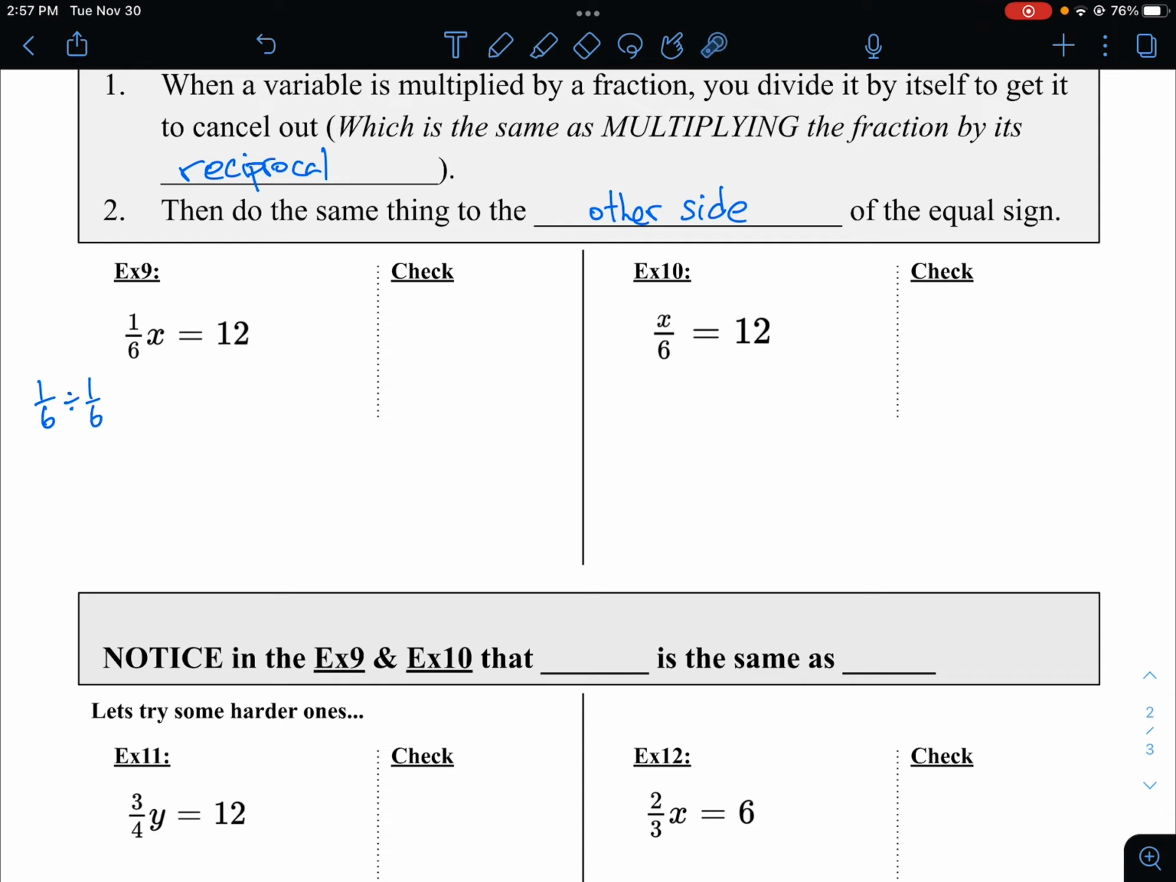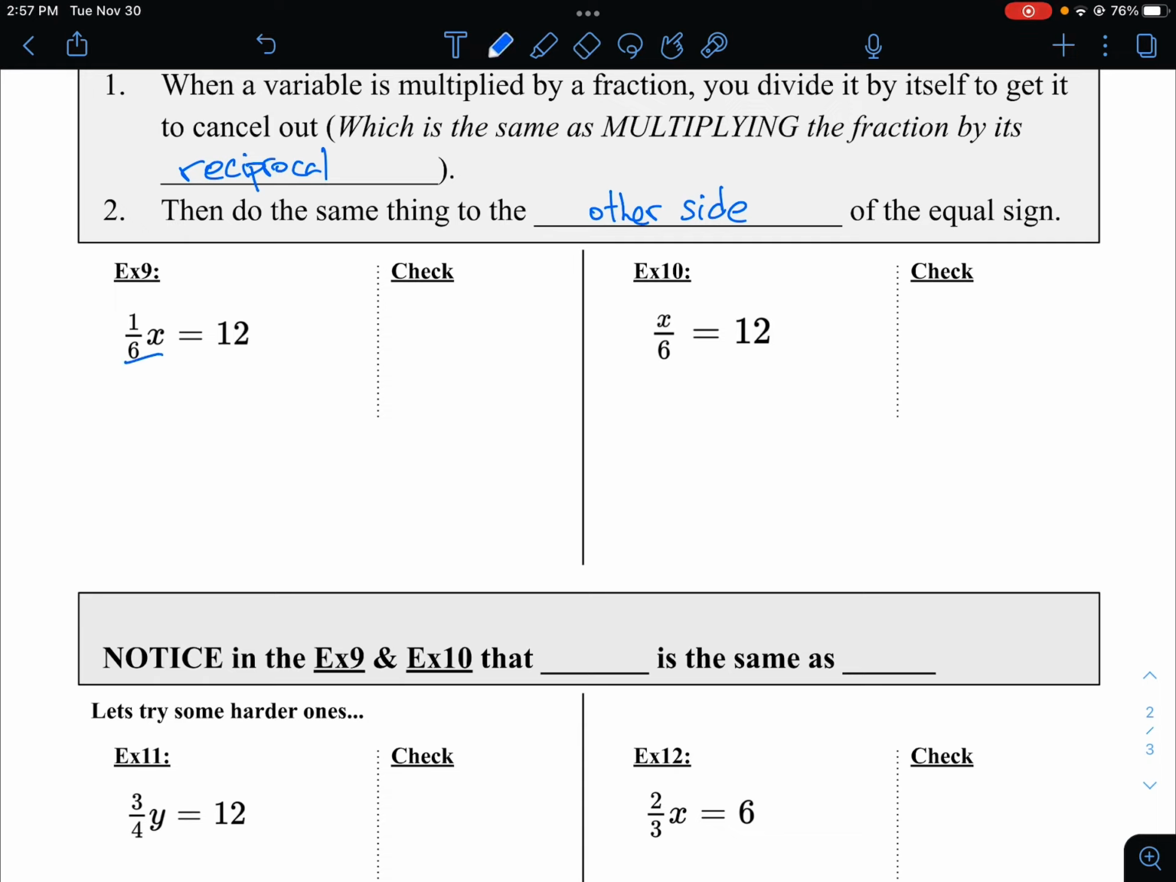The way we divide is we keep, change, flip. So we keep the 1/6, we change the division to multiplication, and we flip the 1 over 6 to 6 over 1. You're multiplying by the reciprocal, and a reciprocal is just a flipped fraction. And when we multiply, what's 1 times 6? That's 6. What's 6 times 1? That's also 6. And what's 6 divided by 6? It's 1, which leaves us with 1x. Basically, that's what we mean by canceling out, because it turns into a 1, and 1 times x is just x. 1 times any number is itself.